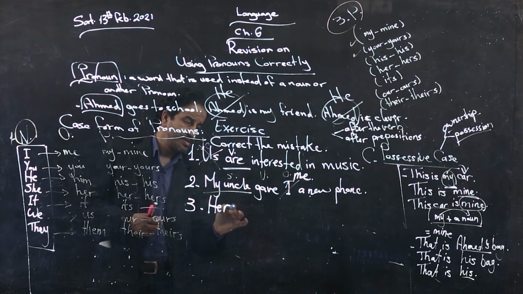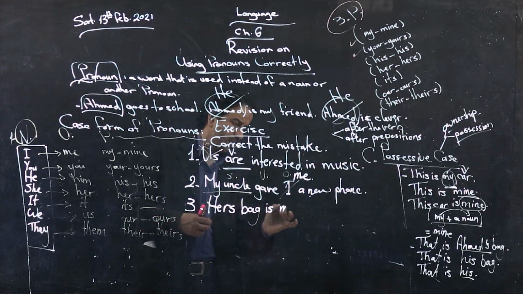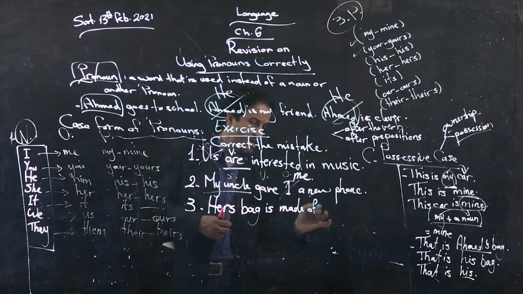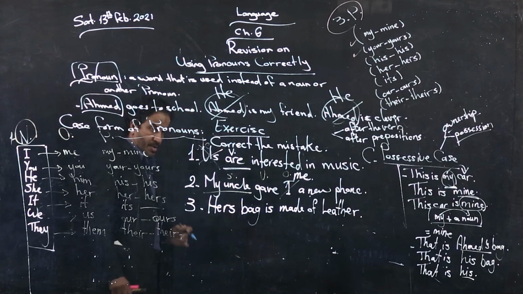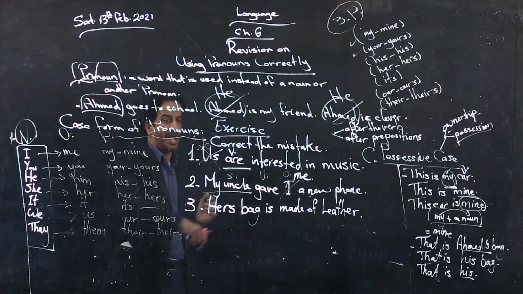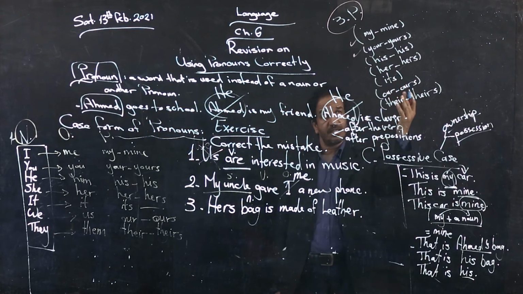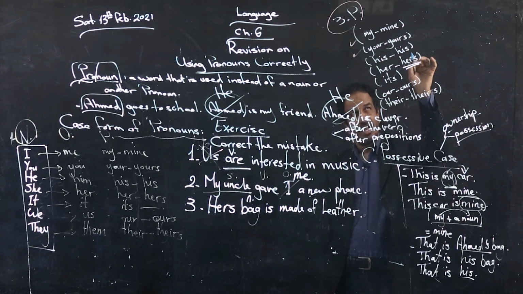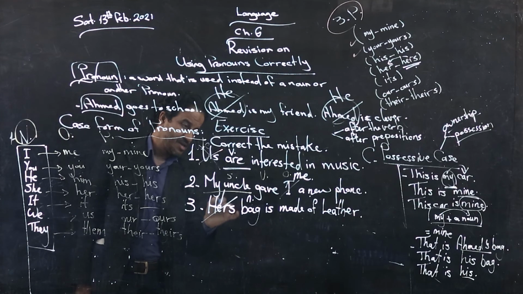Hers bag is made of leather. The pronoun here is hers. But it's followed by a noun. Hers is a possessive pronoun, or in the possessive case, but it doesn't take a noun after it. Instead of hers, we use what? Her. So her bag is made of leather.